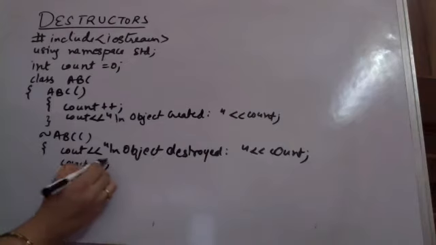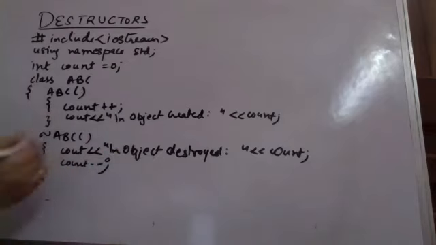Since it's a global variable, it is not associated with any class or anything. You can use it anywhere within the program. That is all my class is doing. I hope all of you are understanding. So what am I doing within my main?